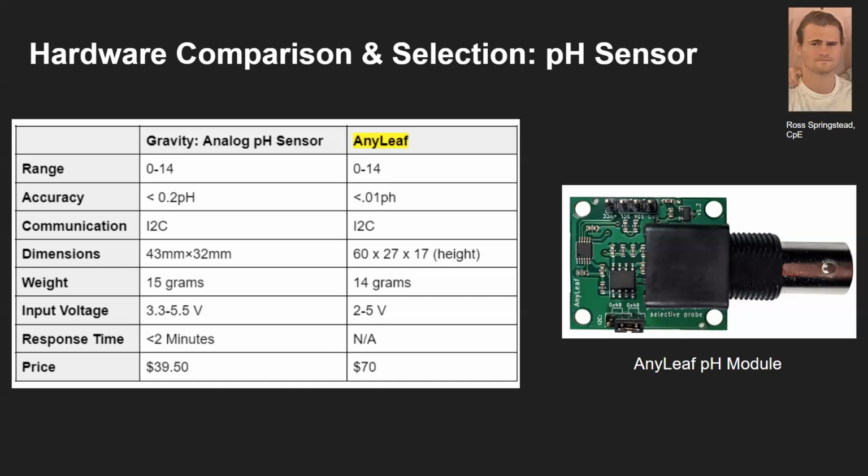And lastly, the price, where the Gravity sensor was $30 cheaper than the AnyLeaf. We ultimately decided to select the AnyLeaf, even though it was more expensive. This was because of the reliability in data collection and the extreme difference in accuracy. As one of our design requirements is pH reading, we decided to put an emphasis on this aspect.